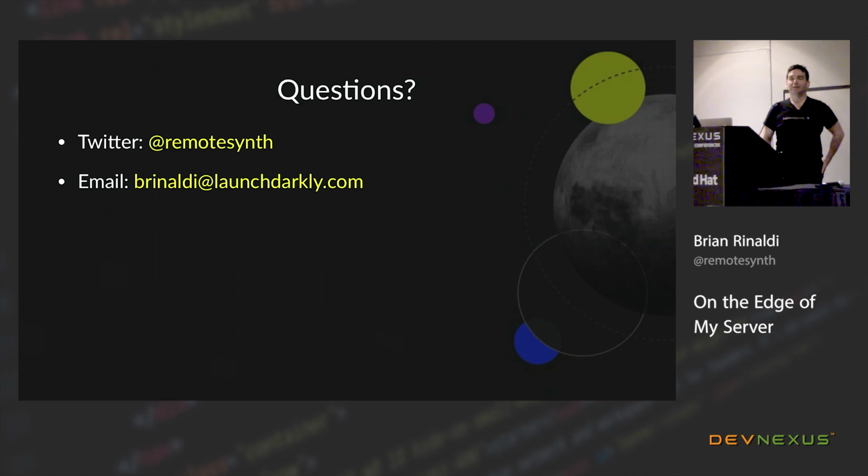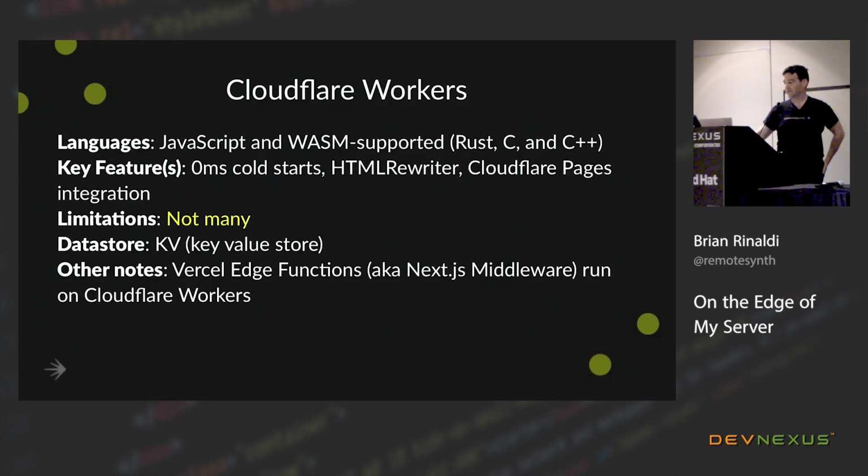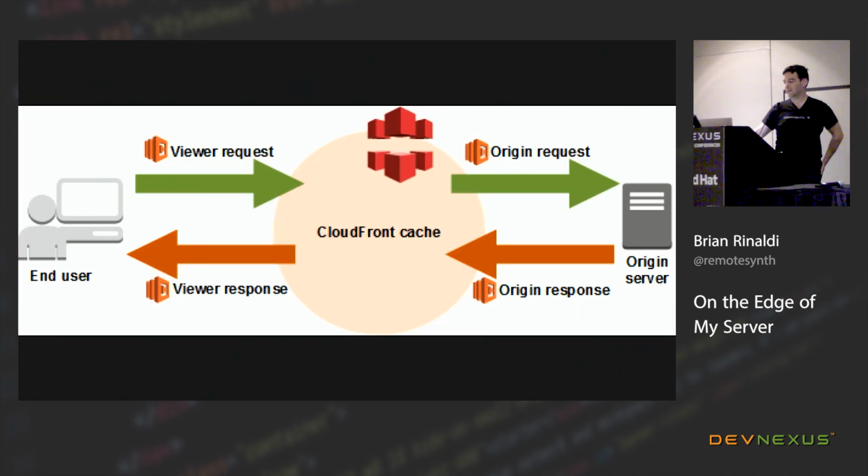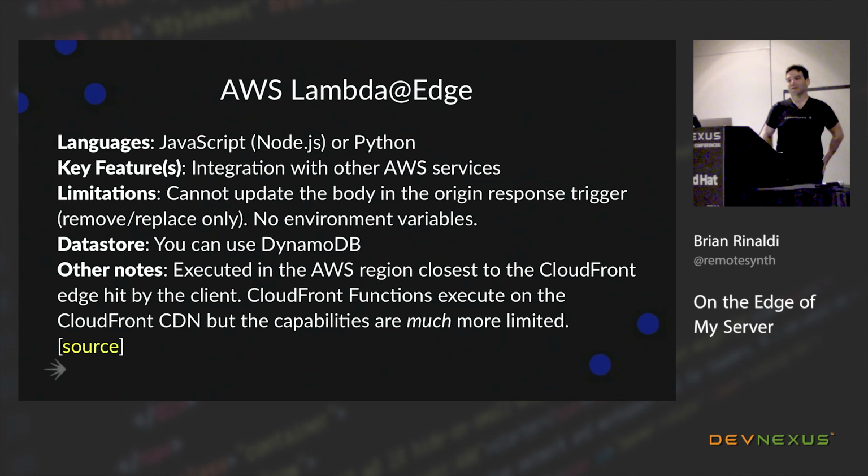So Deno is JS only. JavaScript or TypeScript. With Cloudflare Workers, you can use Rust, C, C++. So yes, it's primarily JavaScript right now. Lambda at Edge does let you use Python.